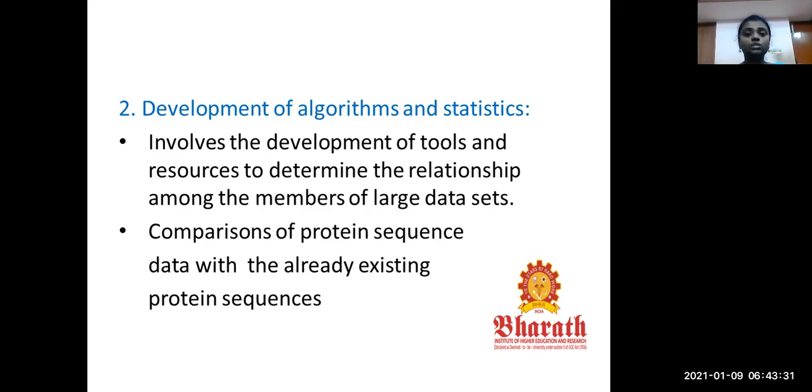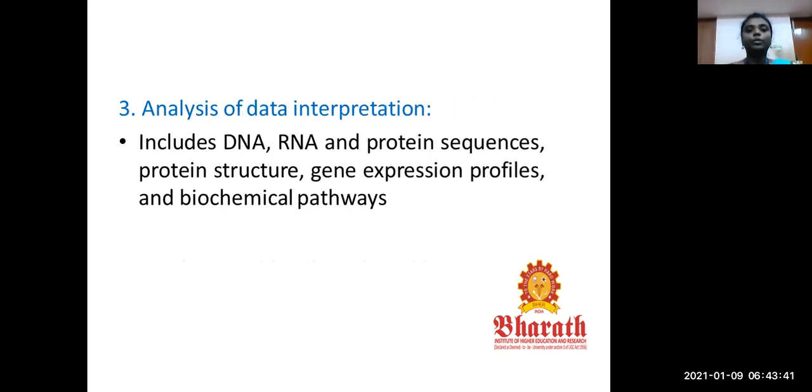So with the development of algorithms and statistics, we are able to compare the new protein sequence with the older one. So that is the concept here. And the third component is analysis and data interpretation.